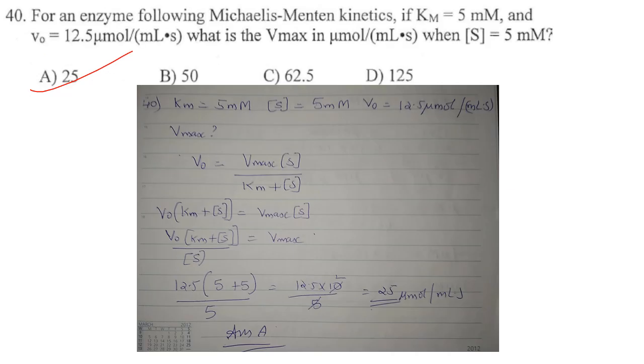Then next one, for an enzyme following Michaelis-Menten kinetics, if Km is 5 millimolar and V0 is 12.5 micromoles per ml, what is the Vmax in micromole per ml when concentration of S is 5 millimolar? So they have given Km, S, V0, we have to find Vmax. We know the Michaelis-Menten equation, V0 is equal to Vmax times concentration of S by Km plus concentration of S. Substitute the values and you will get the value of Vmax as option A. Answer here is option A.